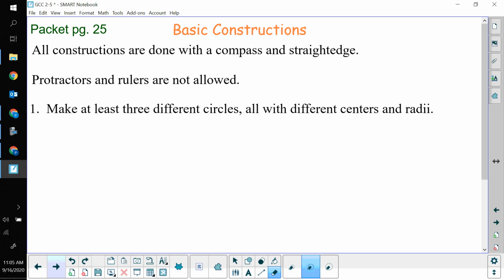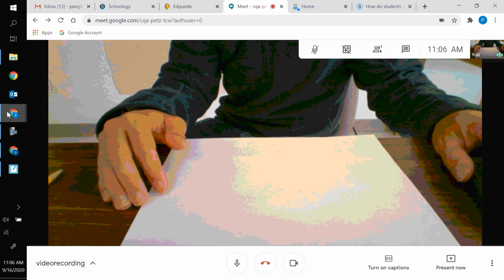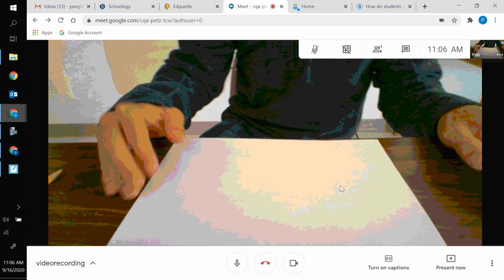All right, so we're going to be on packet page 25 today, and we are going to use our compass. So when you use your compass, we need to be able to draw arcs and circles. So just to give you an idea of how to hold the compass and everything, I'm going to show you a quick version of that.